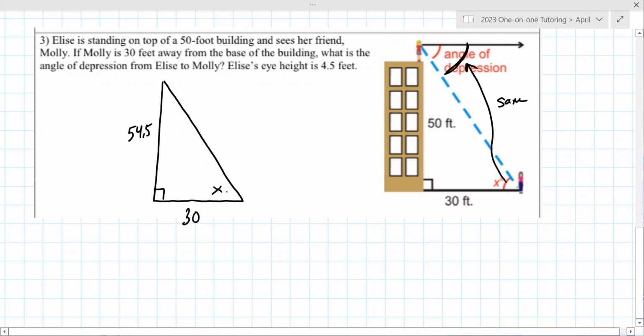Once it's set up here, you solve for X the same way we did in the last problem. Would this be tangent as well? Yes. So this one, I'll let you calculate it, and I will as well, and you can give me your answer when you've got it.